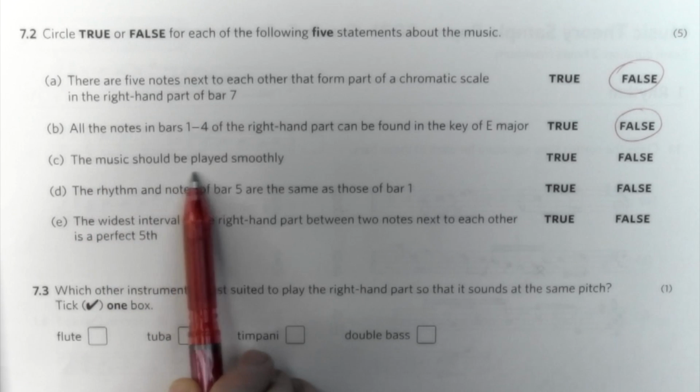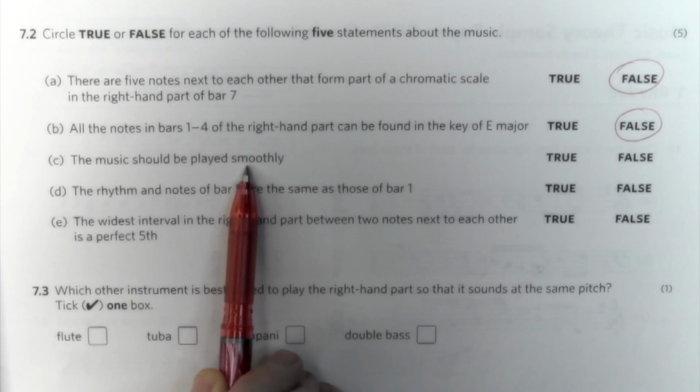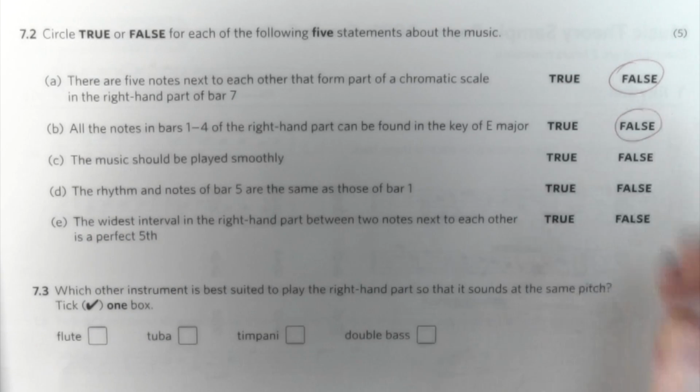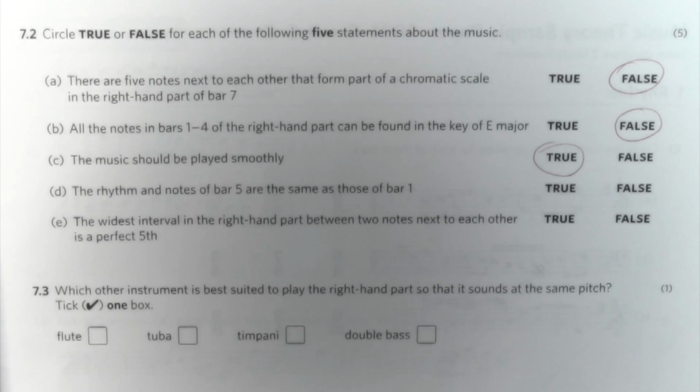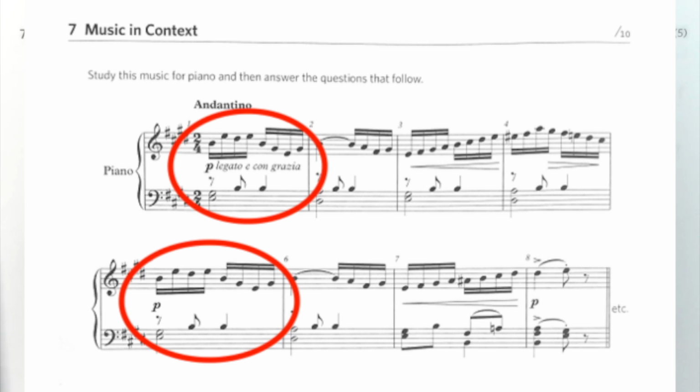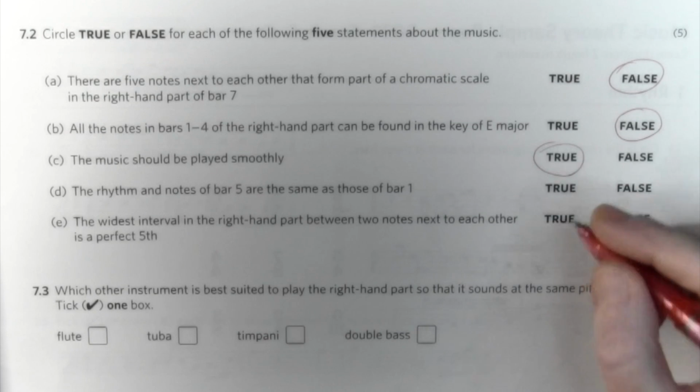The music should be played smoothly. Yes, because it says legato, which is the Italian word for smoothly. Legato. The rhythm and notes of bar 5 are the same as those of bar 1. And if we compare these two bars, we have exactly the same notes. True.